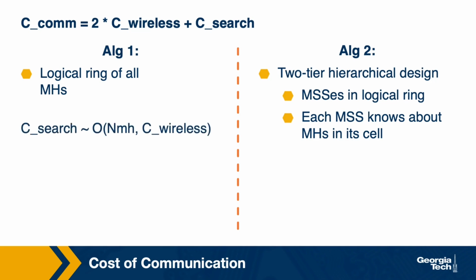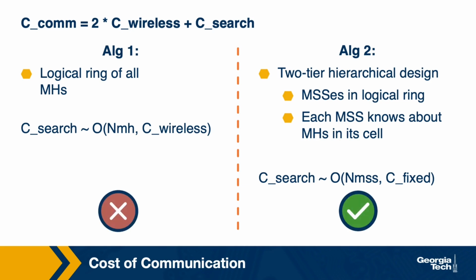In this first case, the cost of a search or lookup operation is dominated by the total number of mobile hosts and the cost of the wireless transmission. In the second case, the search cost is dominated by the number of base stations, which is much smaller than the number of mobile hosts, and by the cost of the fixed transmission, which again we said is much lower than the cost of the wireless communication. Clearly, the second algorithm will be better in this case.